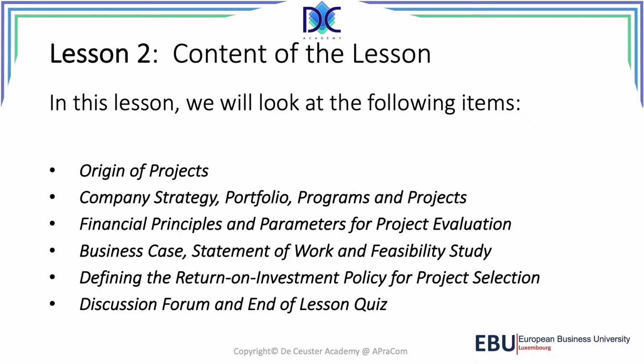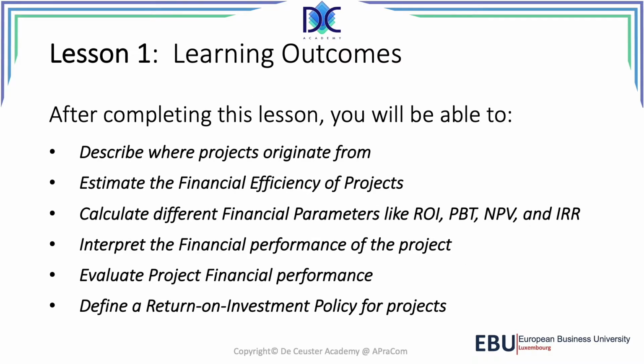So that's the content. What are the learning outcomes for Lesson 2? You will be able to describe where projects originate from. You can estimate the financial efficiency of projects. You can calculate different financial parameters like the return on investment, the payback time, net present value, and internal rate of return. Part of these things also relate to the time value of money.